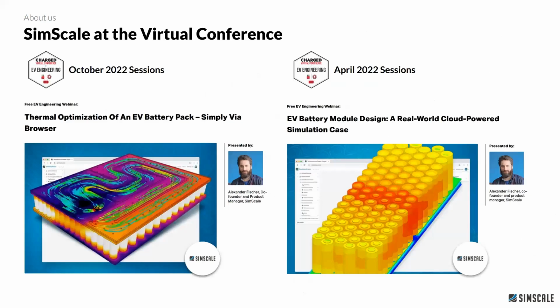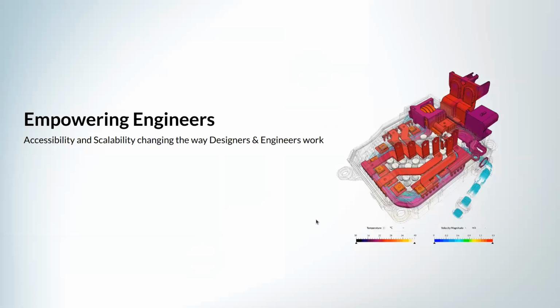This is not the first time we are at the virtual conference. Today we speak mostly about the platform and broad range of physics. If you're interested in more specific use cases, we've talked in October about an API-driven use case, so a liquid cooling channel geometry optimization, and in the April session, we've shown how Rimac Automobili enables their engineers with SimScale, and they provided also this nice dummy battery pack where we showed exactly how the simulation setup can be done. If you're interested in one of these, they are still available on demand on the website. So let's get to it.